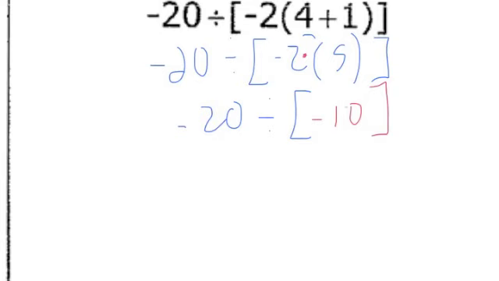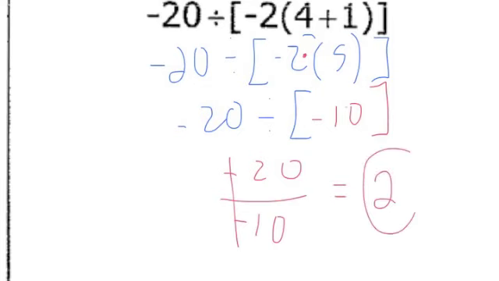Now we have negative 20 divided by negative 10. And if you plug that in on your calculator, those cancel out. And then 20 divided by 10, of course, is 2.